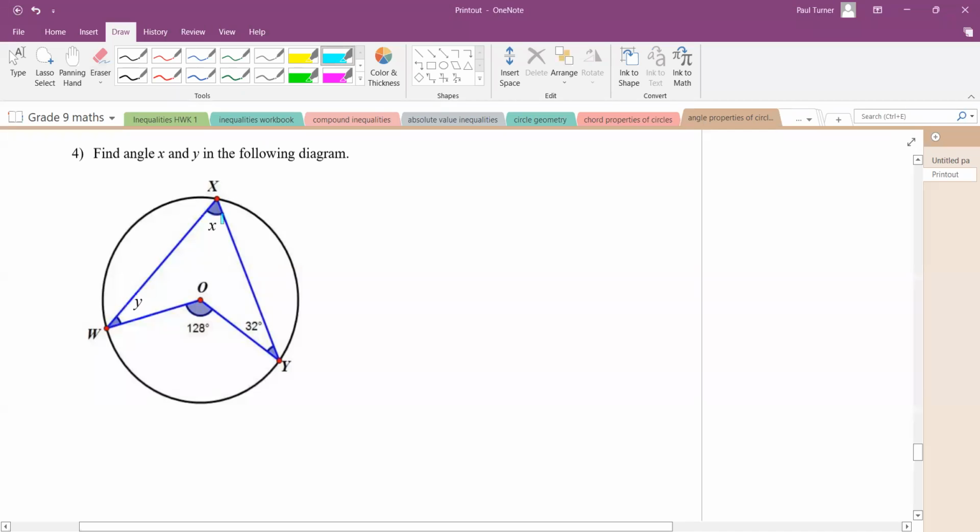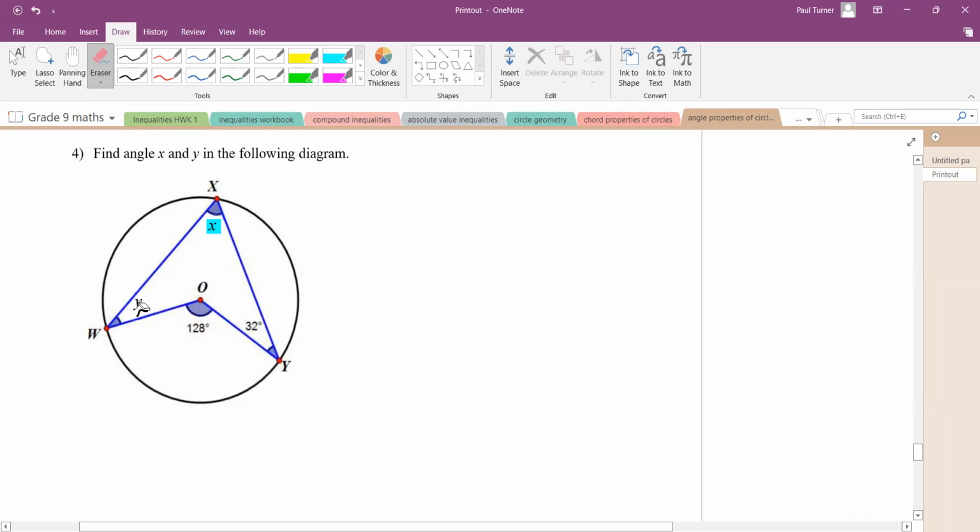Okay, so in question 4, we have 2 values to find. We've got X and Y to find. We know that this angle is 128 and this angle is 32. One thing not to assume is that these angles are the same. Do not assume that, because these may not be equal. Okay, so that's one mistake that some students may make.